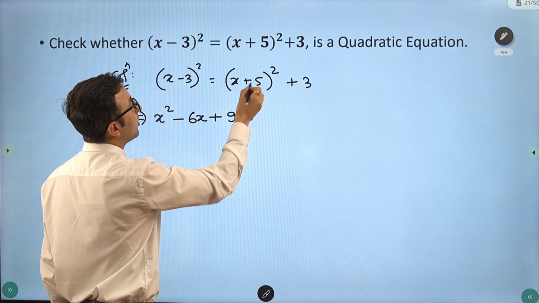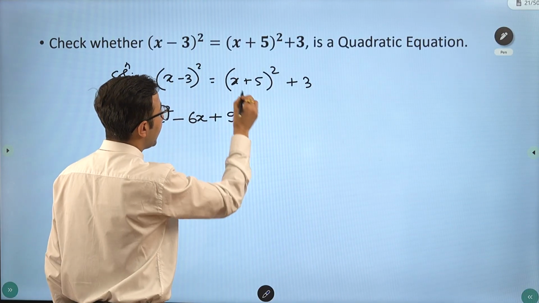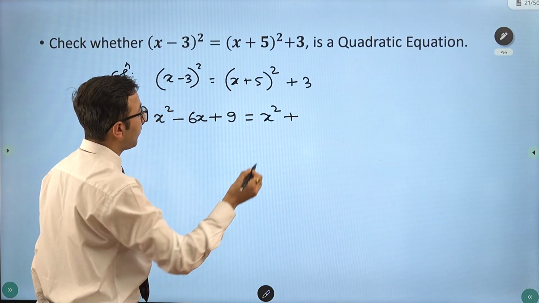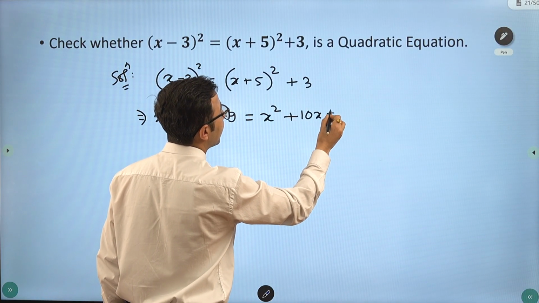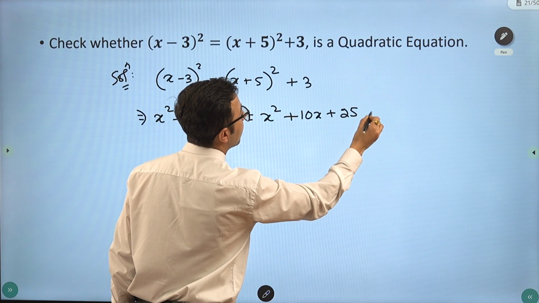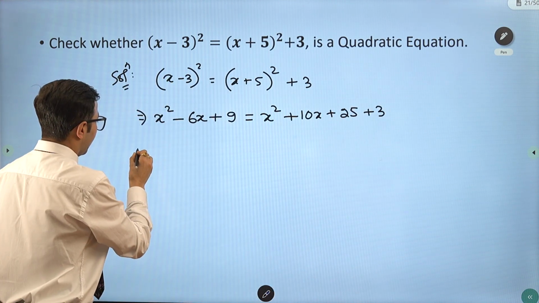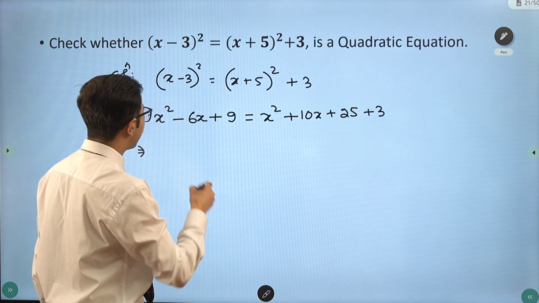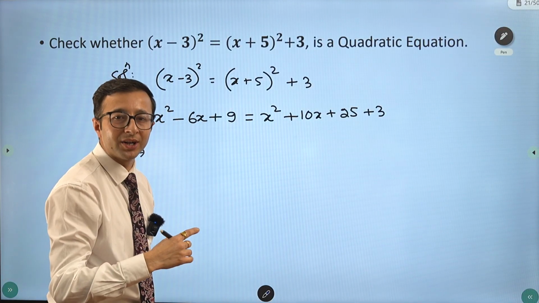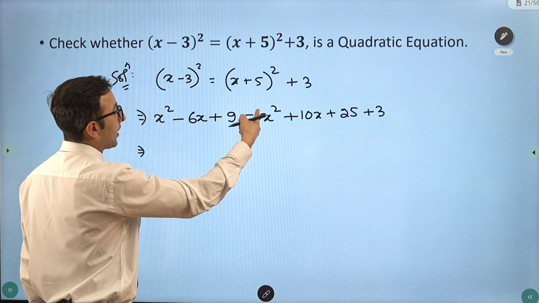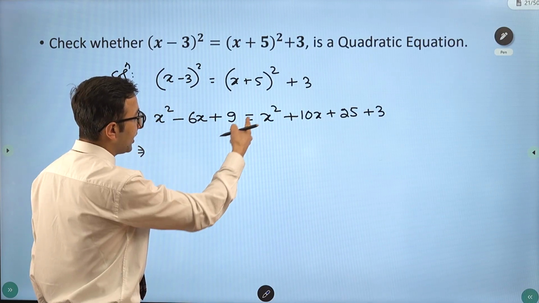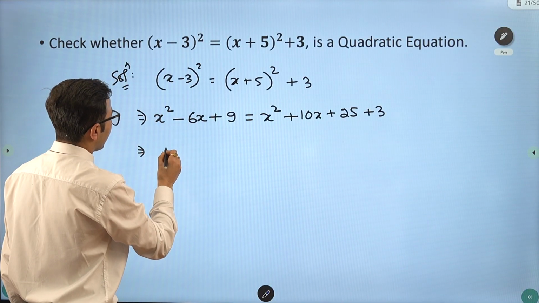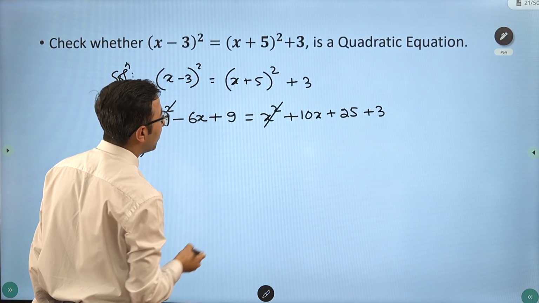So in the right hand side, we will be using the (a plus b) whole square. Same idea: x square plus x into 5, 5x, double of 5x is 10x, and square of 5 is 25, plus 3. Look at here, in both the sides, x square is there. It means that x square and x square can be removed. Here you can remove this x square and x square, because if we bring this x square to the left hand side, it becomes minus x square. So we will remove it here only.